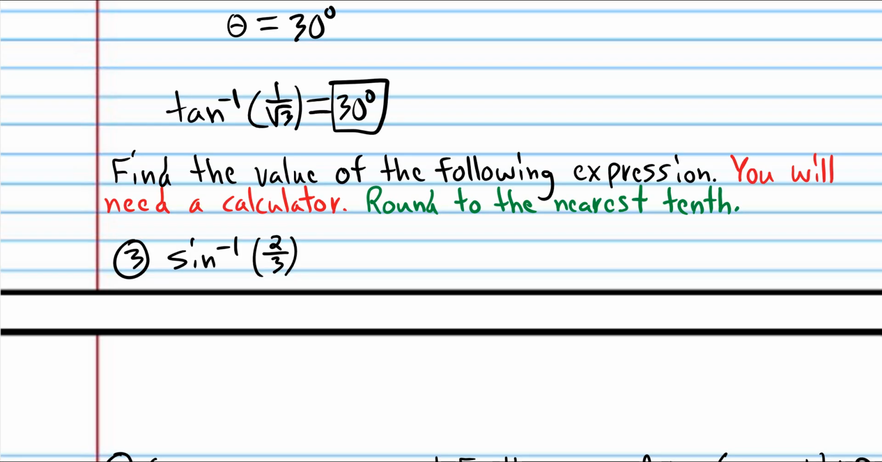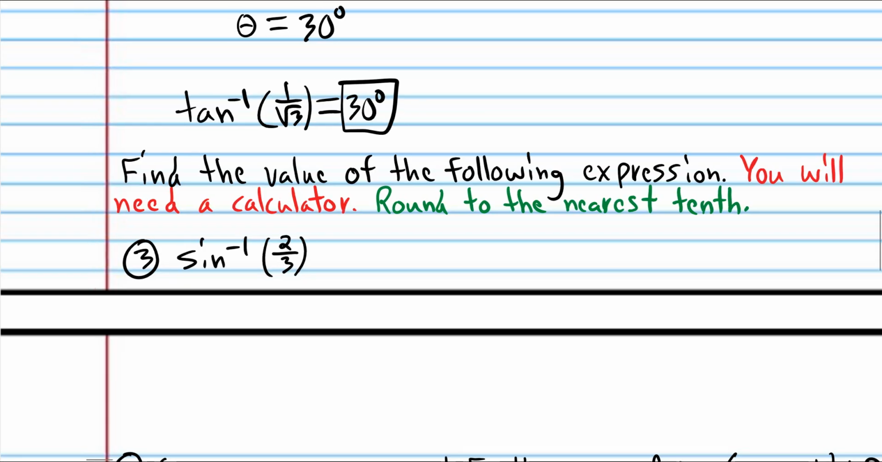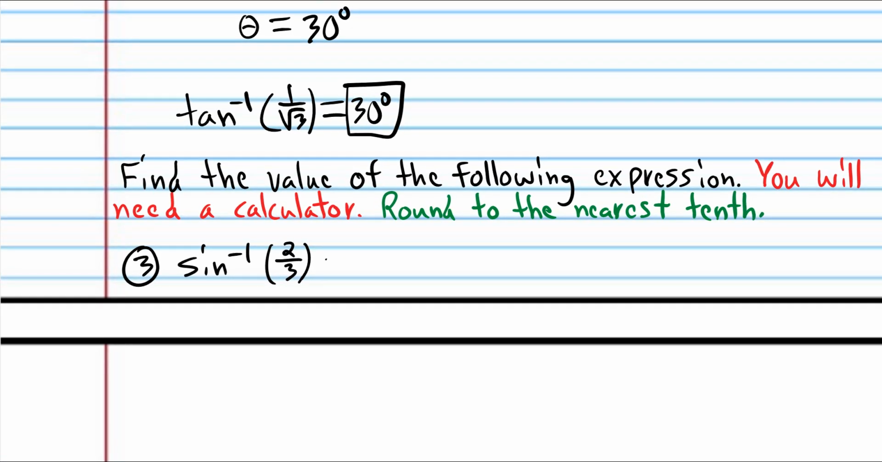If you're using a TI-84 Plus, push the blue second button at the upper left, then the sine button at the middle upper left, and then 2 divided by 3, and then the right parenthesis button, and then enter. You don't have to enter the right parenthesis. So we need an approximately equal to symbol because this is an approximation, and we're supposed to round to the nearest tenth, so 41.8 degrees.